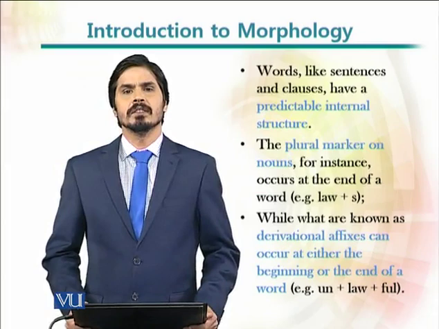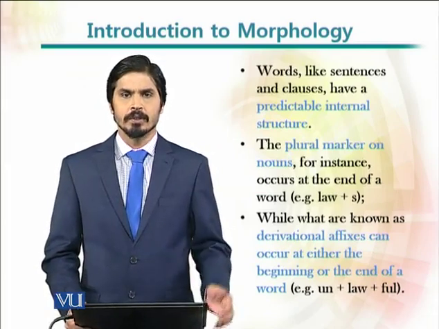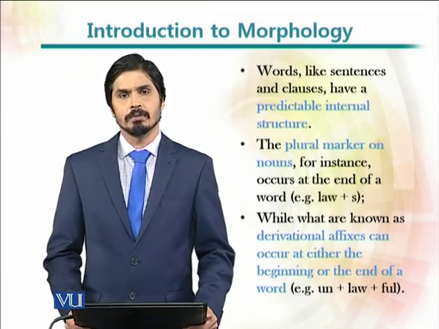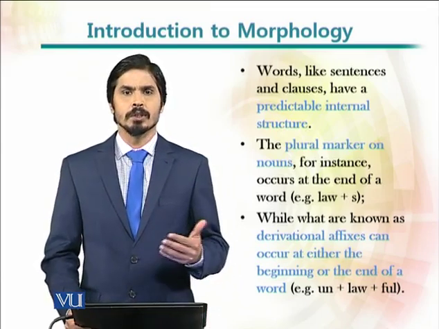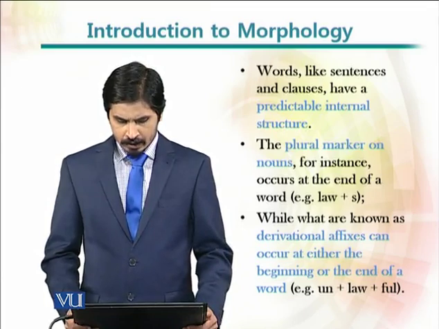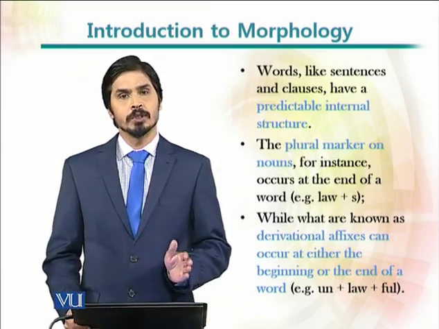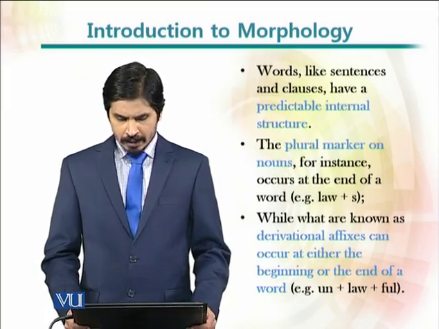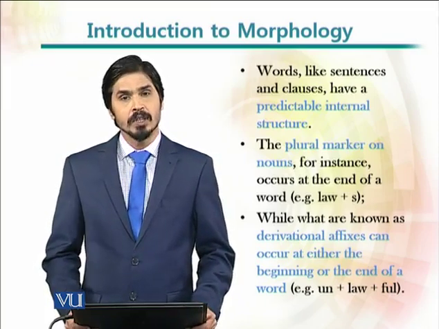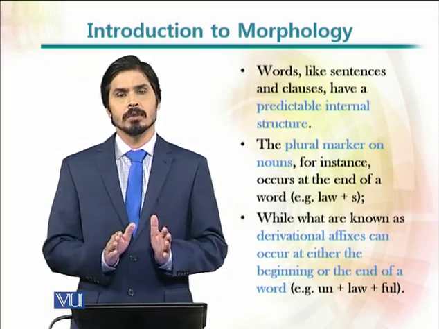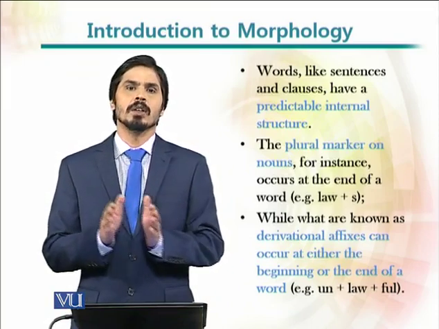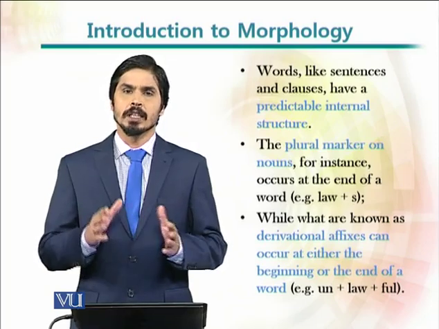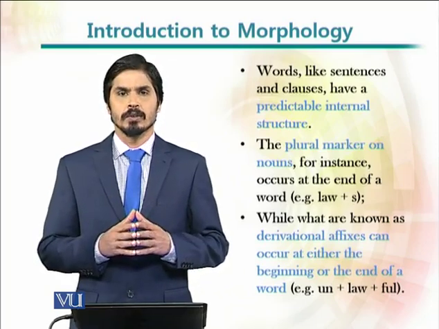Words, like sentences or clauses, also have predictable internal structures. For example, we have quite known plural markers which come most of the time at the end of the word in English. Similarly, derivational affixes could happen at the beginning or at the end of a word. This is a rule in the English language. It would depend on the making of the word.